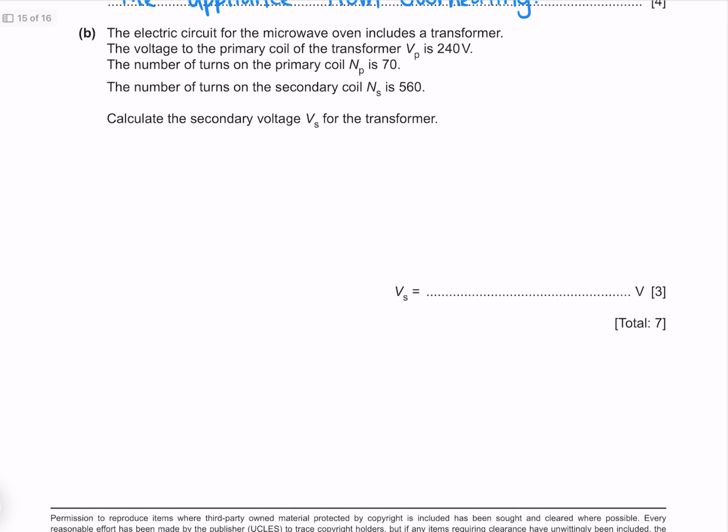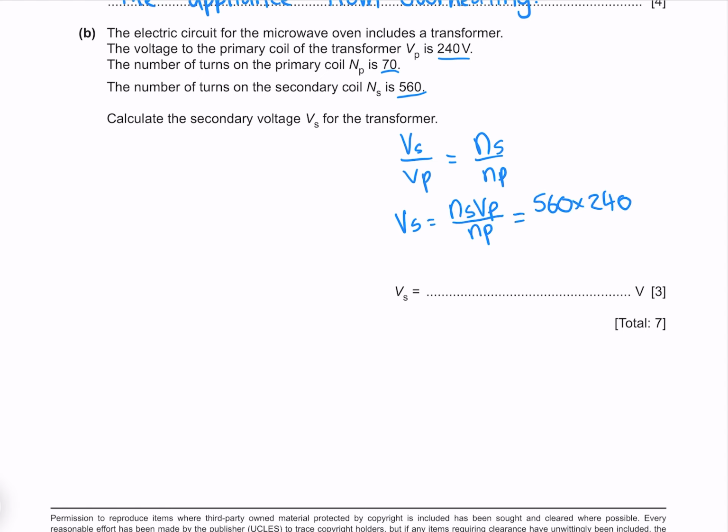The electric circuit for the microwave oven includes a transformer. The voltage to the primary coil of the transformer is 240 volts. The number of turns on the primary coil is 70. The number of turns on the secondary coil is 560. Calculate the secondary voltage for the transformer. The ratio of our voltages is equal to the ratio of our turns. Solving for Vs by multiplying both sides by Vp. Putting in our numbers gives me 1920.